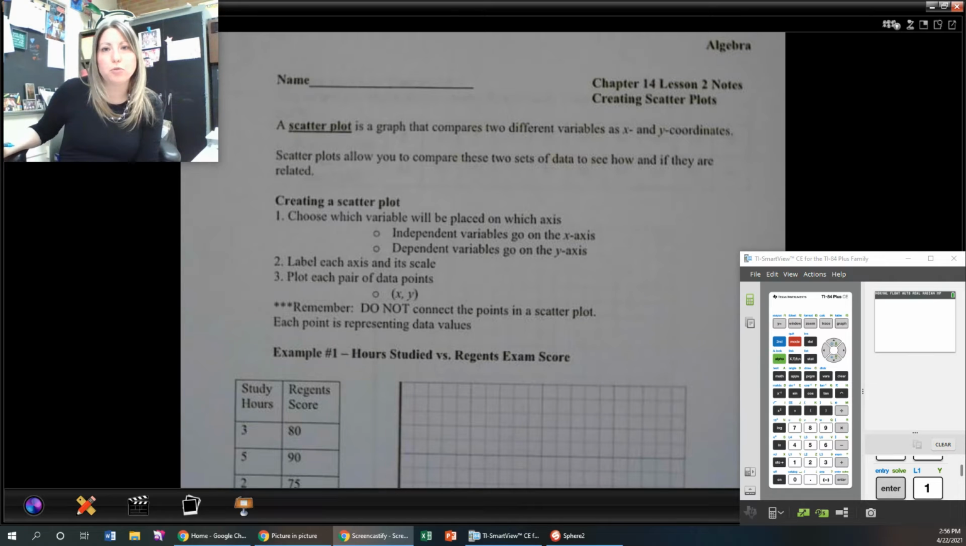Algebra. Welcome to your Chapter 14 Lesson 2 notes. We are going to start creating scatter plots.